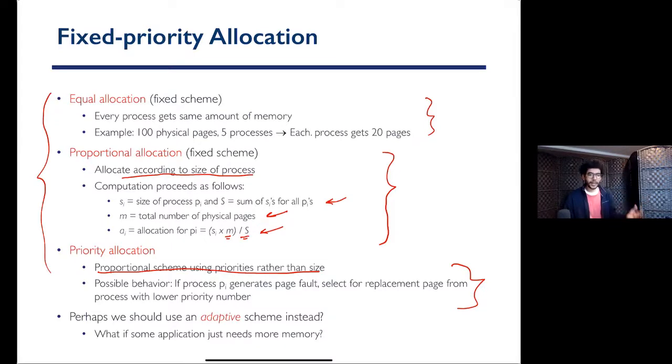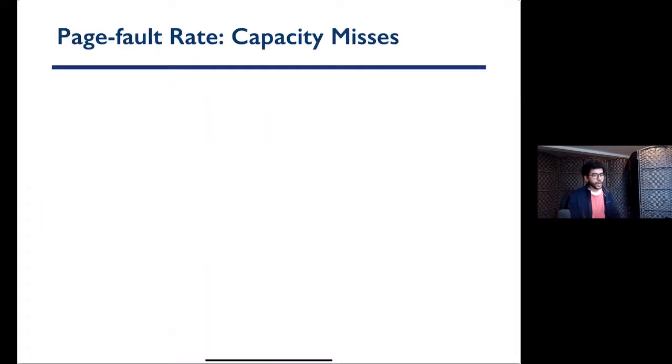So you could potentially, instead of doing a fixed allocation, do adaptive allocation. So you could potentially track how much memory your application needs, and then do the allocation according to that. And if the demand of your process changes, its allocation also changes.